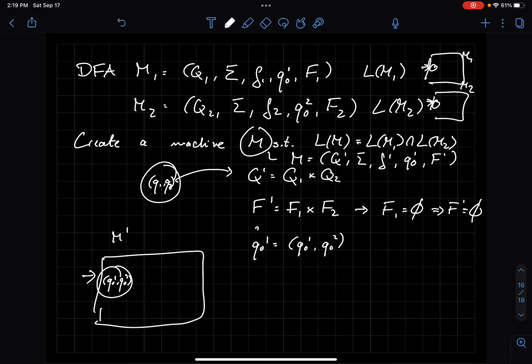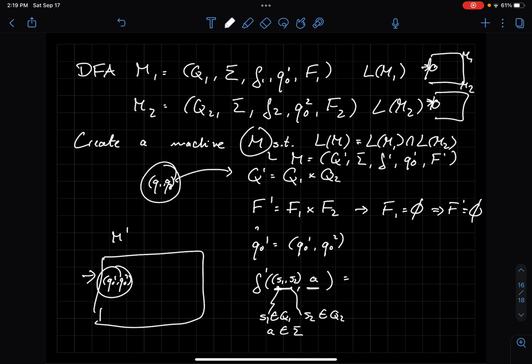So delta prime always takes a state and a symbol. It's just that now a state for me is a tuple of states of the original machines. So let's say it's state S1 and S2. I know that S1 is in Q1, and I know that S2 is in Q2. So what happens if I read some letter A? Suppose A is in sigma.